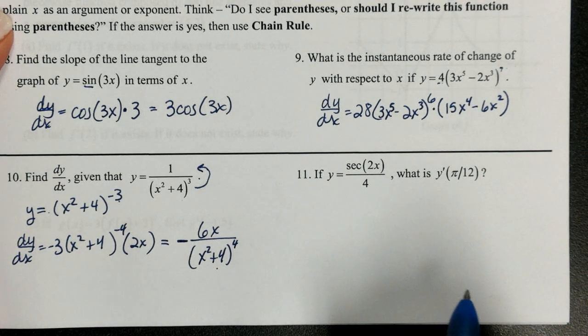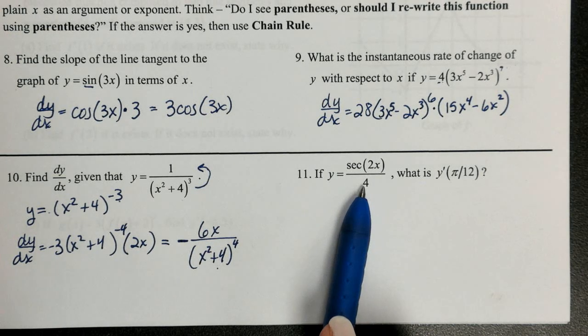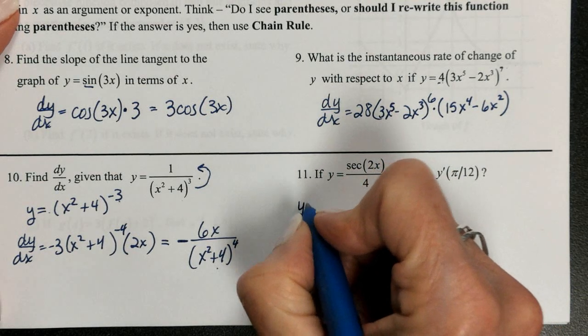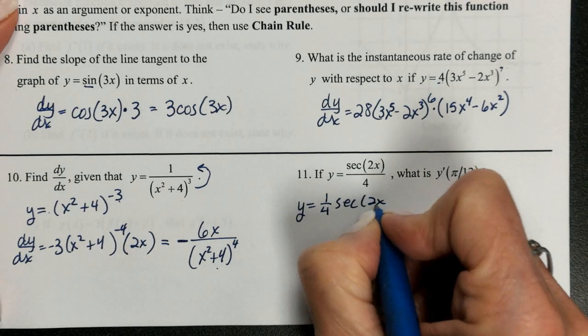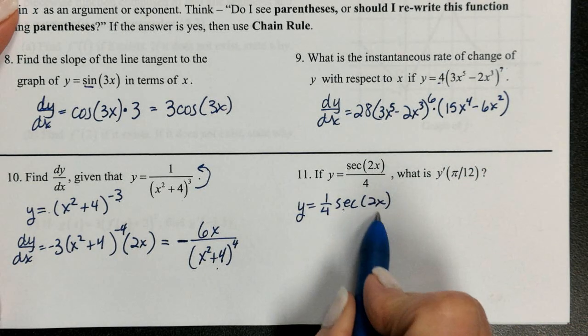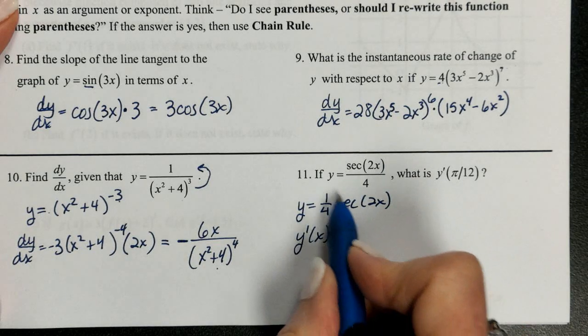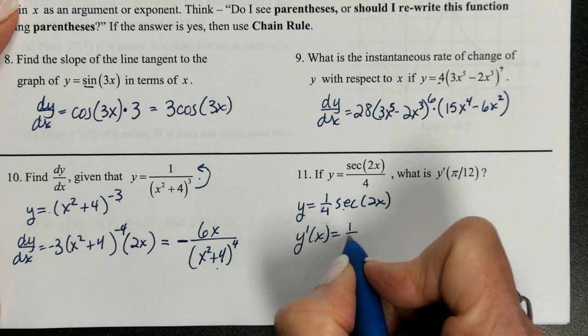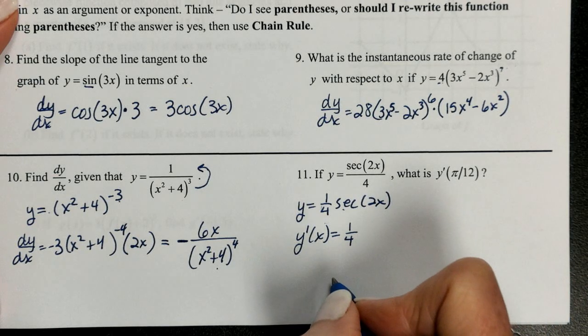Number 11. Again with number 11, there's just a number on the bottom, so I'm not going to use the quotient rule, even though I could. Instead, I'm going to rewrite this as 1/4 secant of 2x. I have a trig function with not a plain x, so I know this is chain rule. y prime of x will be, this 1/4 just stays 1/4. There's no x in it, so it's just a 4th.